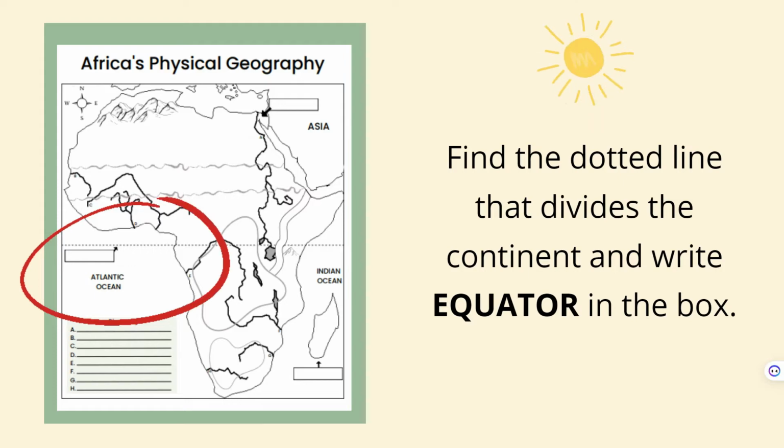The equator is the invisible line that divides the Earth into halves, into the northern and southern hemisphere. And as we know, anywhere near the equator is going to have a hotter temperature. So this is going to have an impact on the climate of this region.